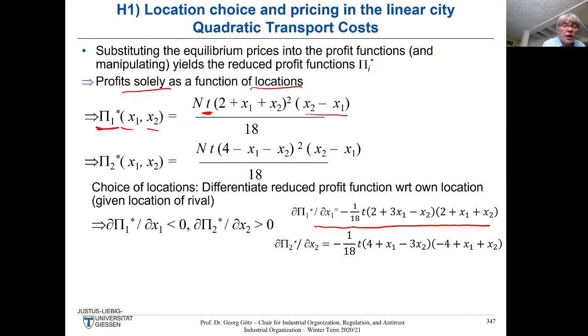And now you might ask why we have this here: the derivative of pi 1 with respect to x1 is smaller than 0. What does this mean? This means that firm 1 has an incentive to make x1 as small as possible. How small is possible, or what is the smallest number? If we assume that our firm has to locate on the market somewhere between 0 and 1, the smallest number we can get is 0.